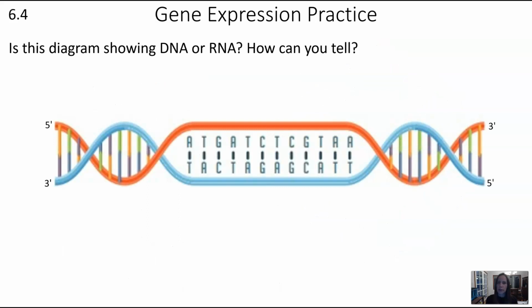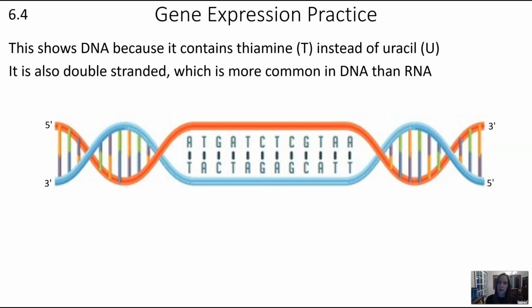All right, so let's put this all together. We're going to do some gene expression practice. First step, is this diagram showing DNA or RNA, and how can you tell? This shows DNA because it contains thymine instead of uracil. It's also double-stranded, which is more common in DNA than RNA.